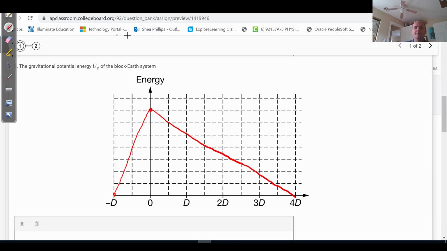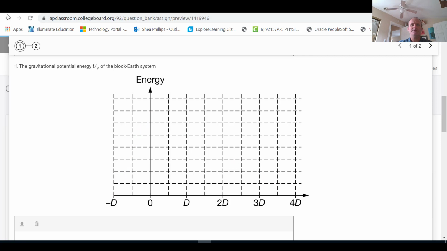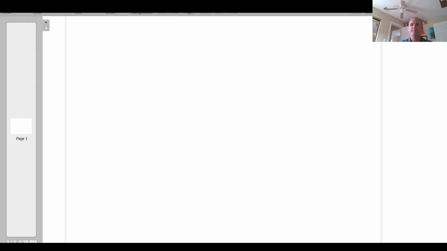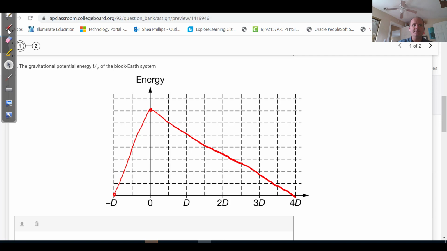Now potential energy. Let's do potential energy real quick, in blue. Potential energy is max at the top, and it goes down the ramp, and the potential energy is 0 at the bottom. So we would just label these U for potential and K for kinetic. All right, so we have that now. Let's move on to the next part.